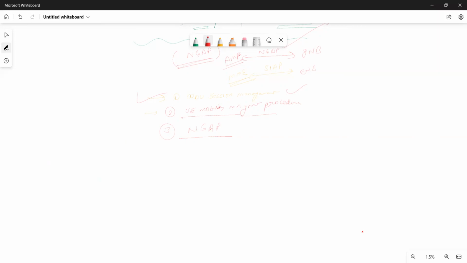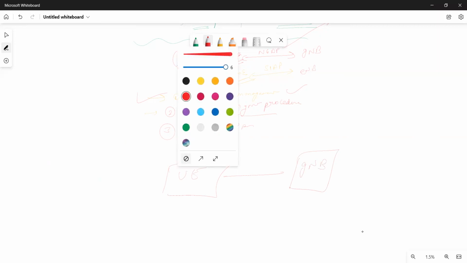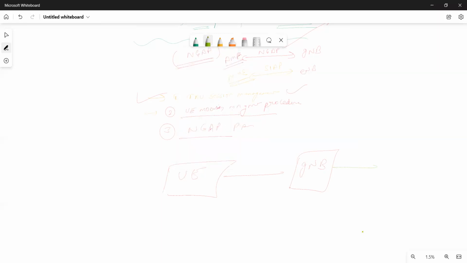And if you see this NGAP path, how does it go? Let's say if I draw here, this is our UE, and then this is our gNB, and then we have the AMF. The UE would be connected via NAS over the Uu interface, and then the gNB to this AMF via the NGAP protocol. So this is nothing but your end-to-end interface.